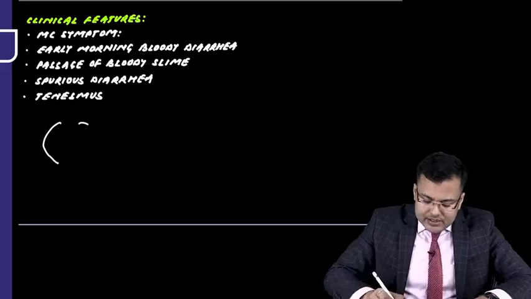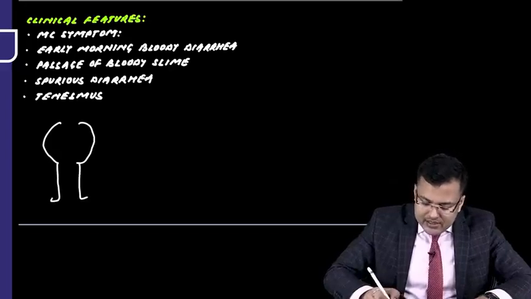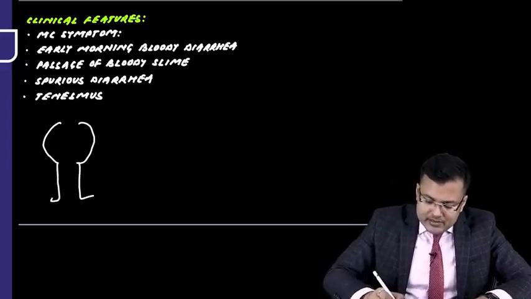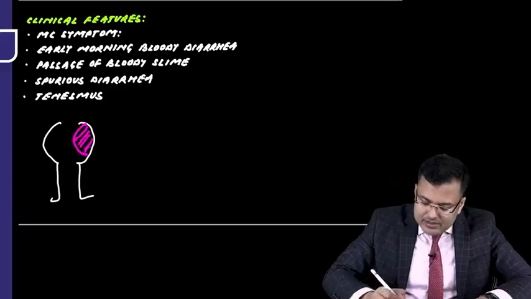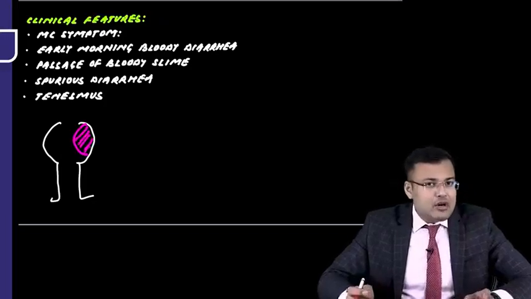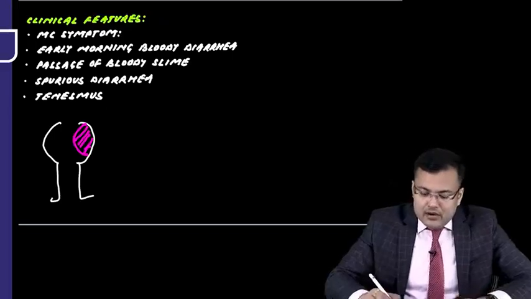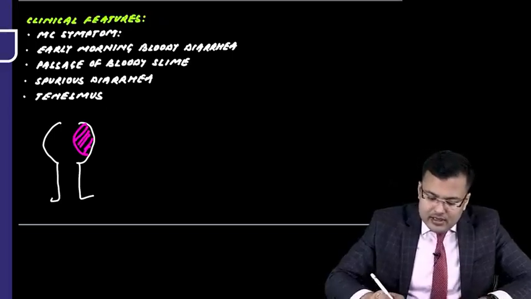What is the problem here? You can see this patient is having carcinoma in the rectum. So this is the rectum. Here is the malignancy. What happens from this malignancy? What is the most common symptom? Obviously bleeding PR. So most common symptom in carcinoma rectum, that is bleeding PR.